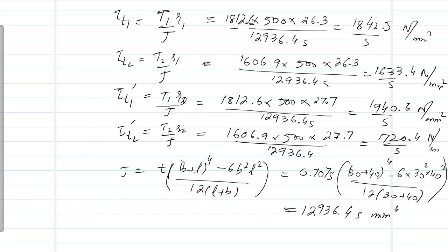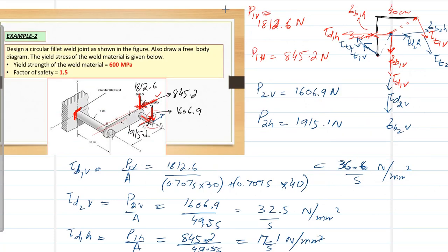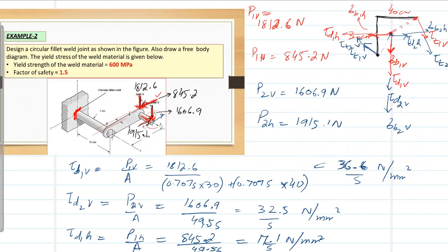Now we have quantified all the stresses. So we have four direct shear, four bending stresses, and four torsional shear. Now we have to vector sum all these. So first of all, the stresses that are in the same direction, we have to add together.